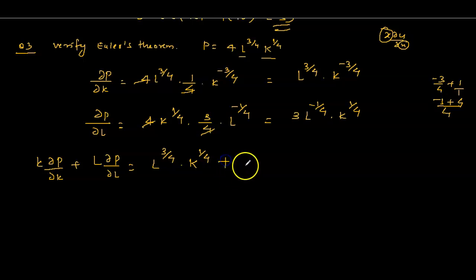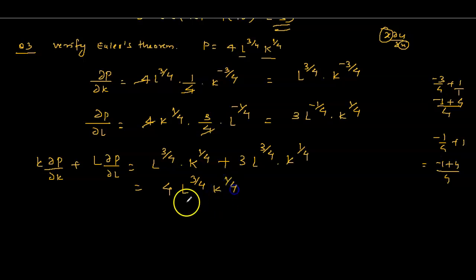Similarly, this one, if you multiply with L, so 1, minus 1 by 4 plus 1. So minus 1 plus 4 by 4, which is 3 by 4. So 3 times L to the power of 3 by 4 and K to the power of 1 by 4. So if you add these, both are the same, 3 plus 1 becomes 4 times L to the power of 3 by 4 and K to the power of 1 by 4.